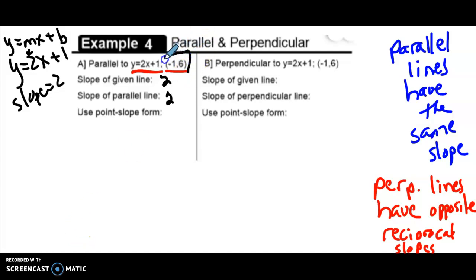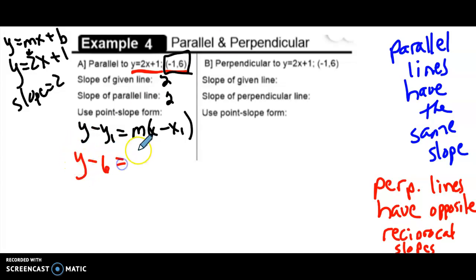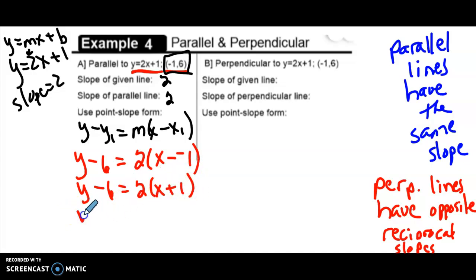All right, and then I'll use point slope form, which was y minus the y coordinate equals slope times x minus the x coordinate. So my y coordinate is 6. My x coordinate is negative 1. So I'm going to write y minus 6 equals the slope of 2 times x minus negative 1. That gives me y minus 6 equals 2 times x plus 1. Distributing my 2 through, I get 2x plus 2. And then I'll add 6 to this 2 and get y equals 2x plus 8.